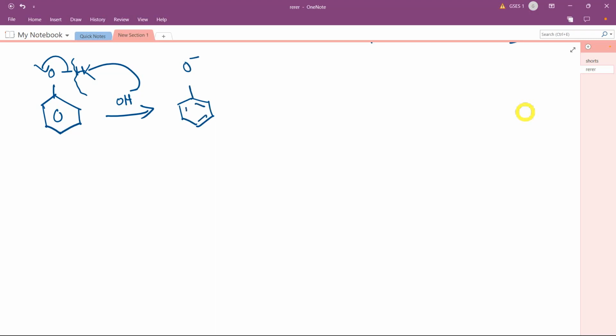Here I am writing the bonds. So what happens? This oxygen has an excess of electrons, so it gives its electron for resonance. This electron comes here. Meanwhile, this electron stays as a negative charge here. This gives rise to the structure.